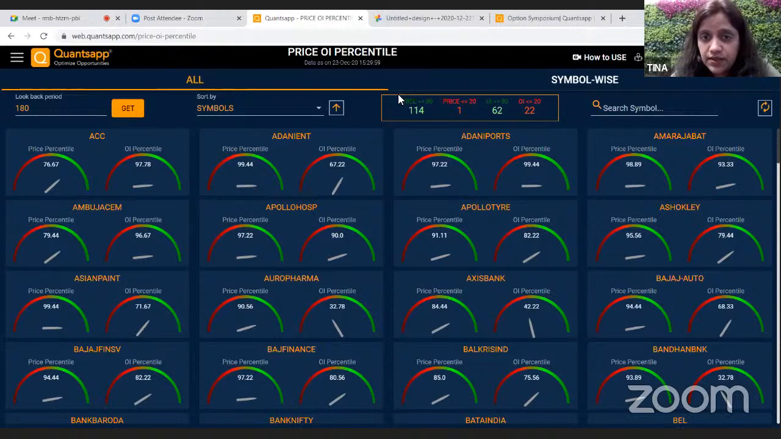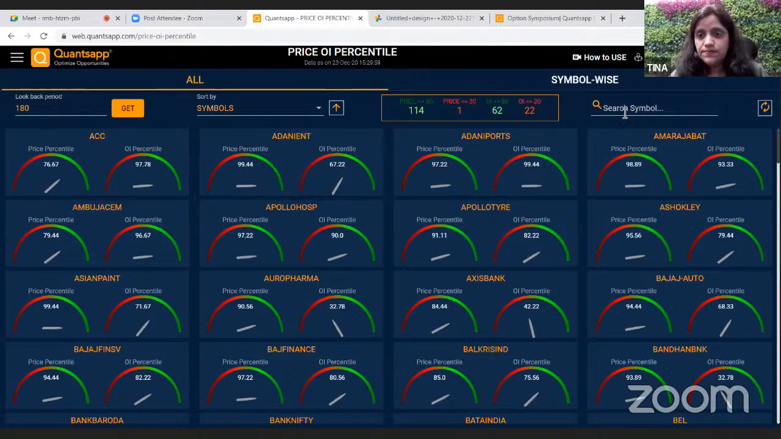Now if you look here, this matrix tells you how many stocks there are where the price is greater than or equal to 80. That means the price is trading at the upper level. Above 80 means a significant upper zone. How many stocks are there where the price is less than or equal to 20? How many stocks are there where the OI is greater than or equal to 80 and OI is less than or equal to 20? This way you see that in the current market, everything is on the upper scale. Majorly, the price is greater than or equal to 80.